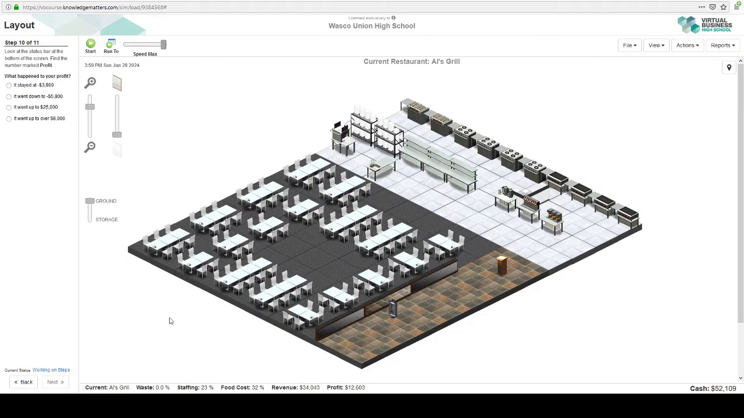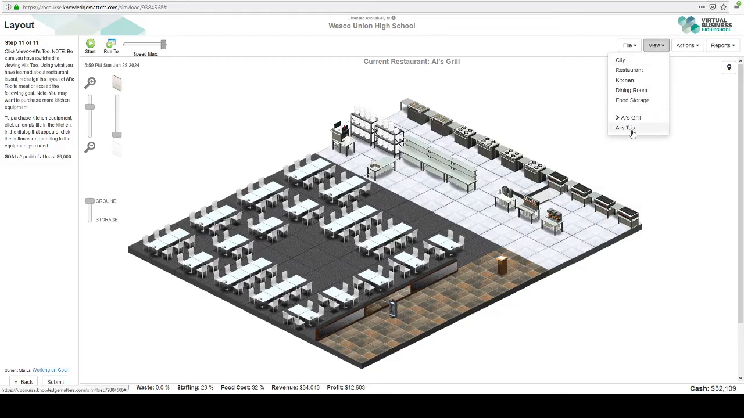Okay, so profit is 12,000, so it went up over 8,000. Took a while to get that answer. Okay, so this place is doing well. Let's take a look at Owls 2.